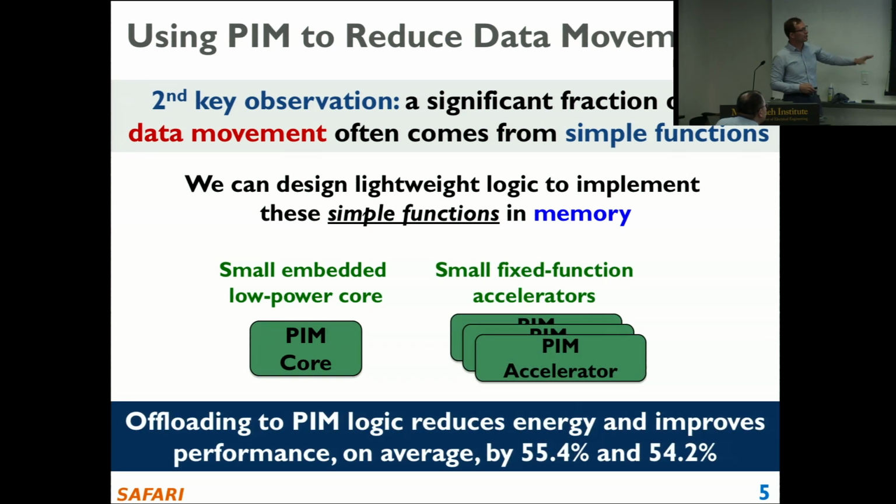And our results show that you could reduce energy and improve performance by about 55 to 54%. If these don't sound interesting, think about these as improving performance by 2x. People like 2x better. If you reduce something by 55%, 2x is how you improve.